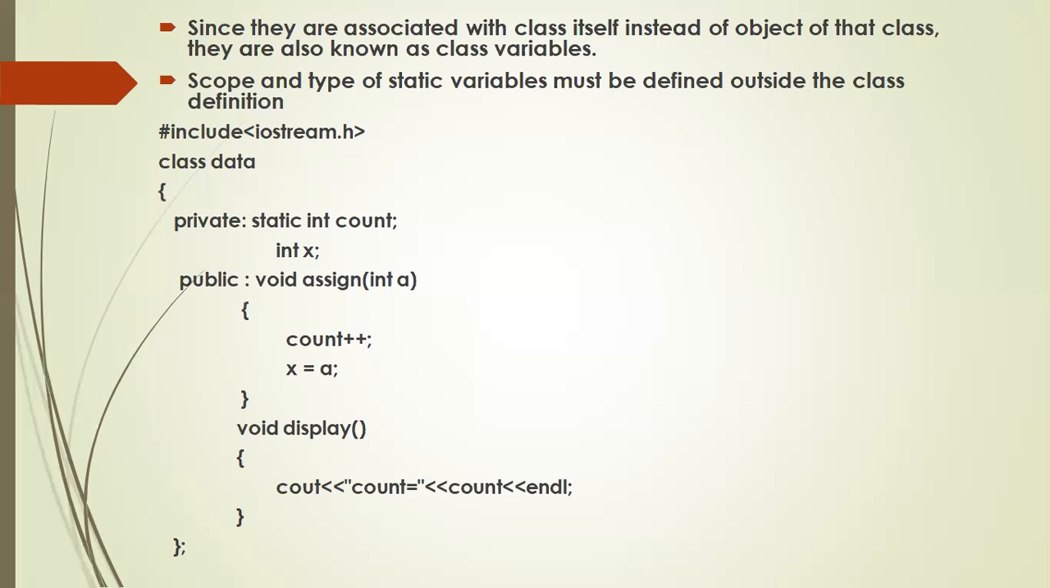So when you call the assign function, D1 dot X becomes 10, D2 dot X becomes 20, D3 dot X becomes 30, whereas the final value of count will be 3, because count is common for D1, D2 and also D3.